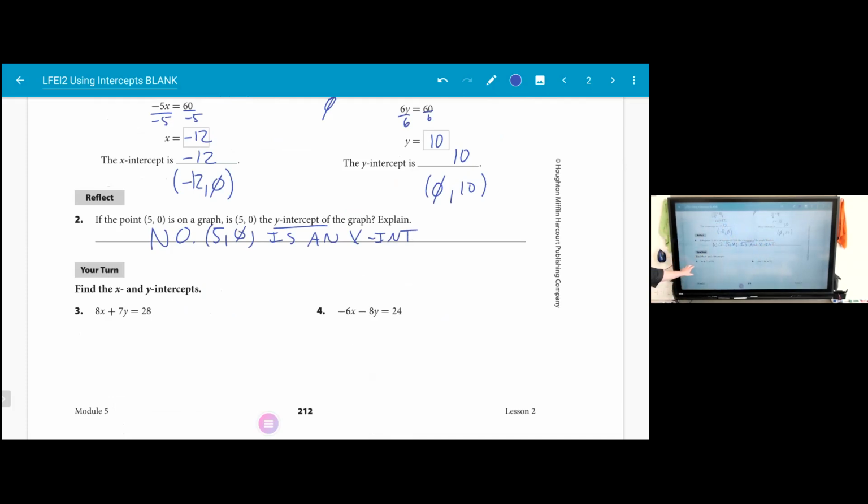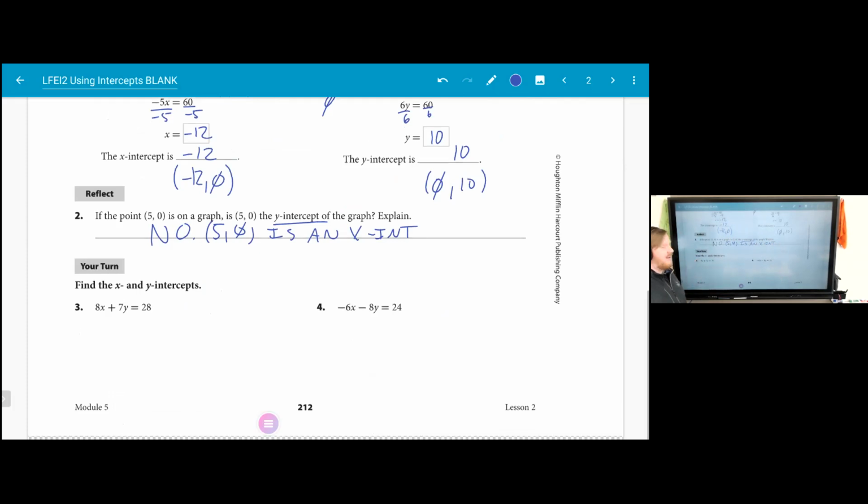Well, hey, look at that. We're already at your turn. Go ahead and pause. Give these two a shot. See what you come up with.